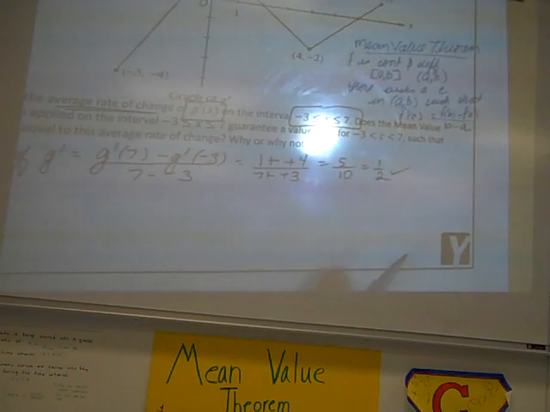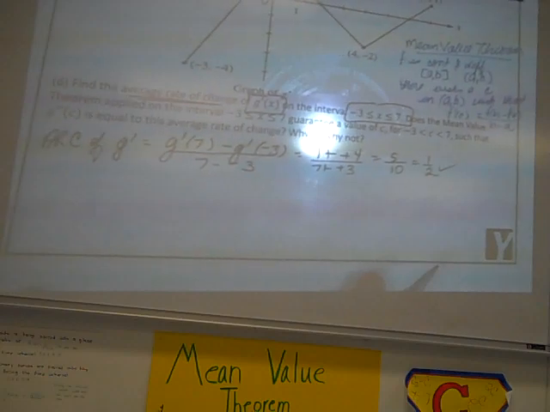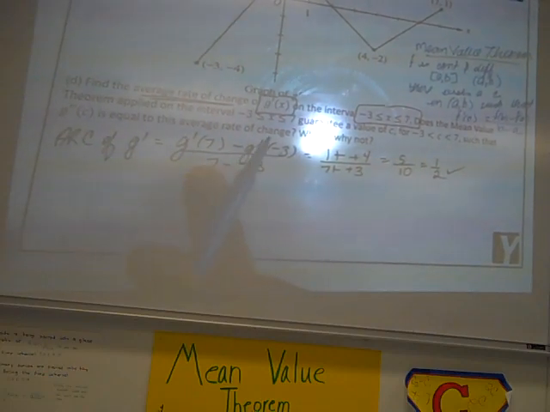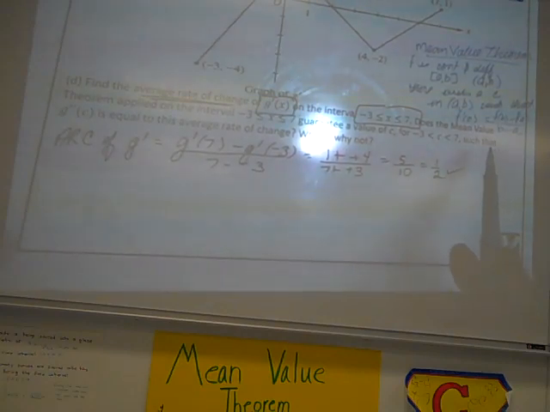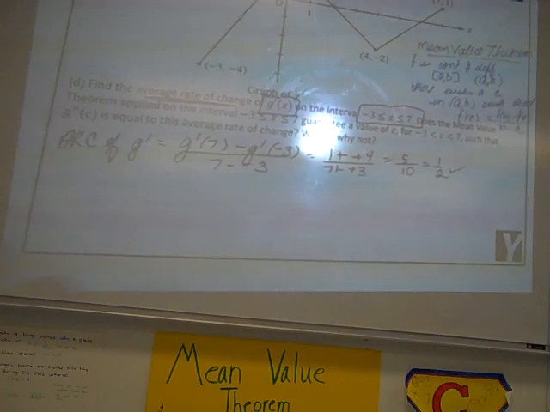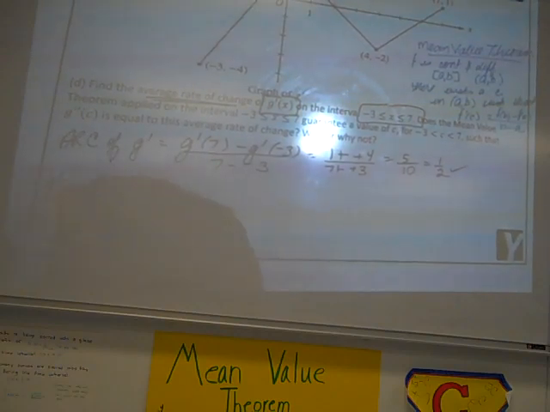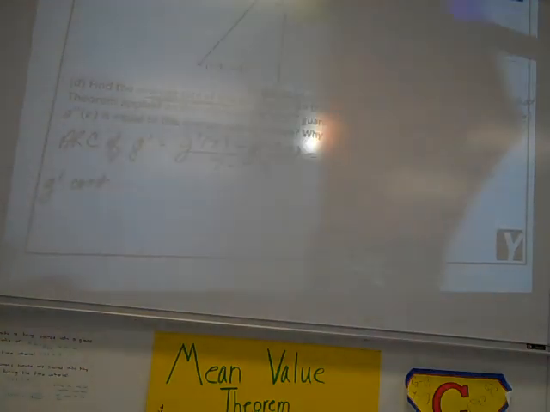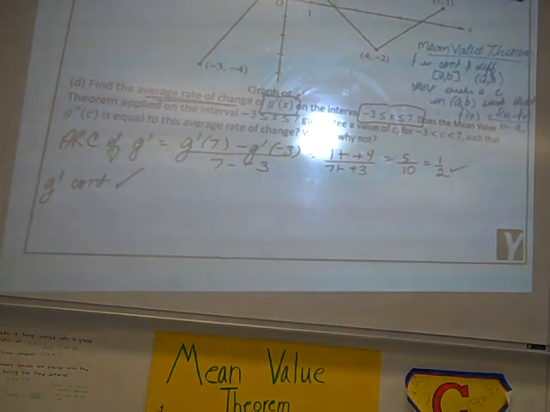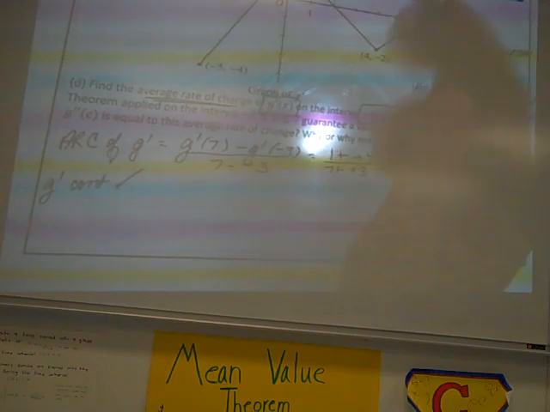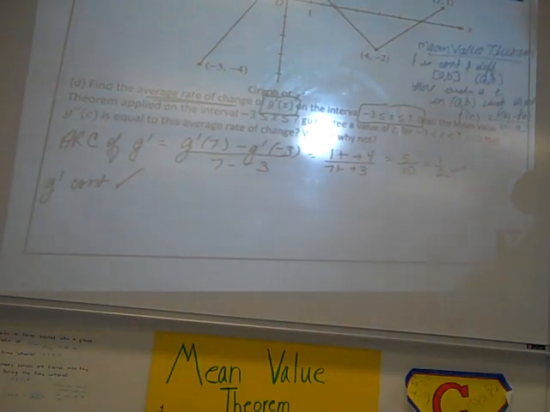What we found was the average rate of change of g prime: g prime of 7 minus g prime of negative 3 over 7 minus negative 3. Does the mean value theorem applied on that interval guarantee a value of c such that g double prime is equal to this average rate of change? Well, let's think about this. In order to use the mean value theorem, is g prime continuous? Yes, I can see from my graph that g prime is continuous. There's no holes, there's no jumps, there's no breaks, there's no vertical asymptotes.